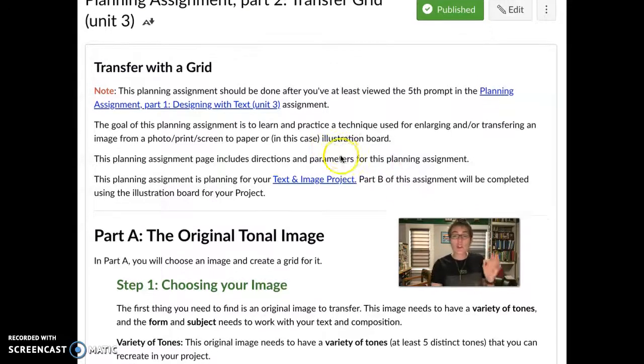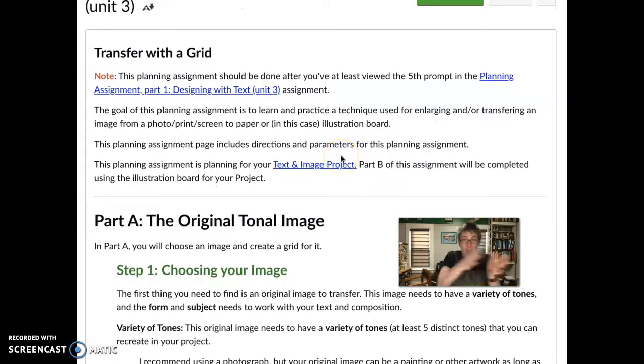Because you are going to recreate that image. You're going to take the image, you're going to blow it up using this technique, and you're going to put it on your illustration board, and you're going to put it where it goes with the text.